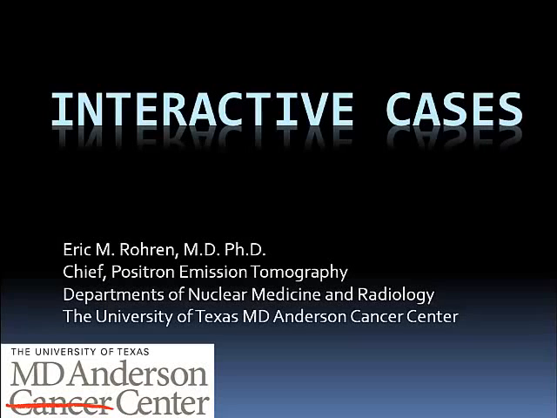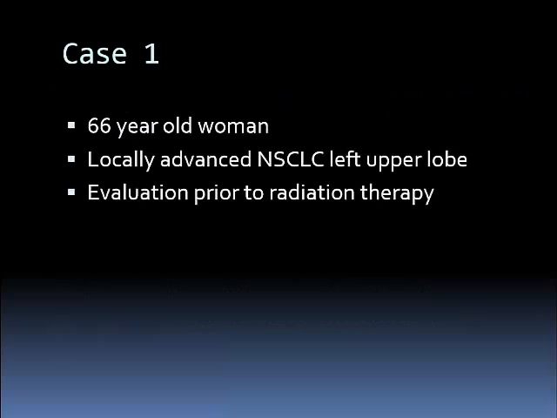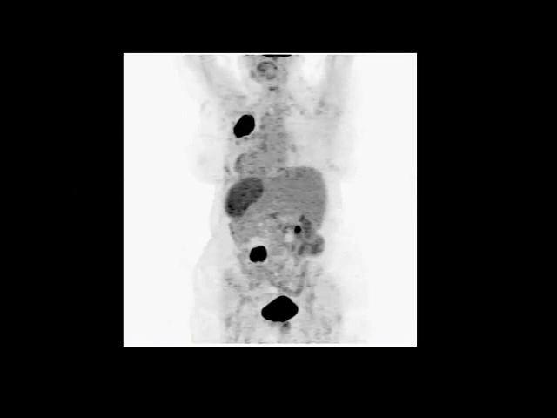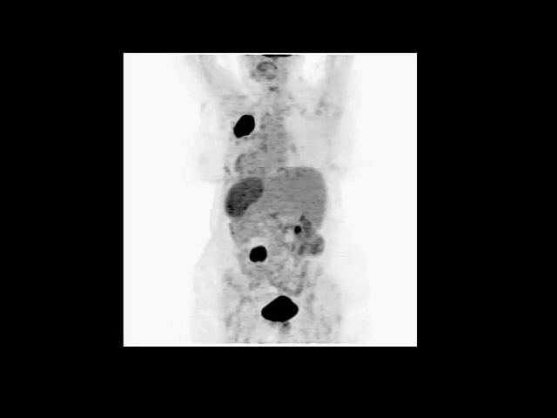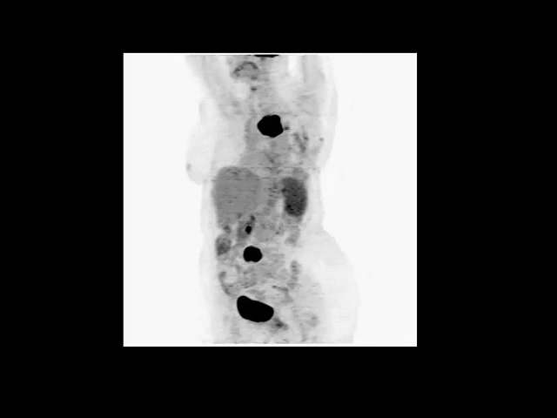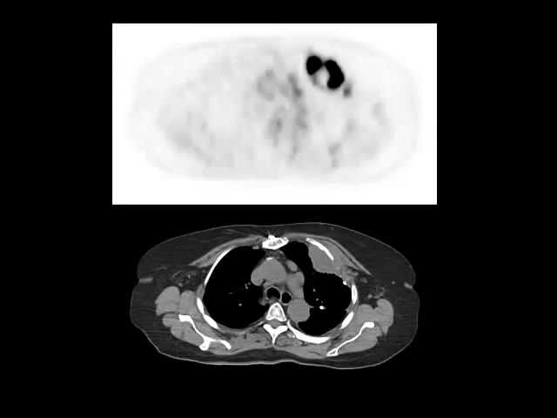So this first case is a 66-year-old woman who presents with locally advanced non-small cell lung carcinoma and is being evaluated prior to radiation therapy. So here is the whole body MIP image from her PET-CT scan, and you can see that there's focal activity in the chest, and then, as we'll talk about in a minute, some focal activity below the diaphragm.